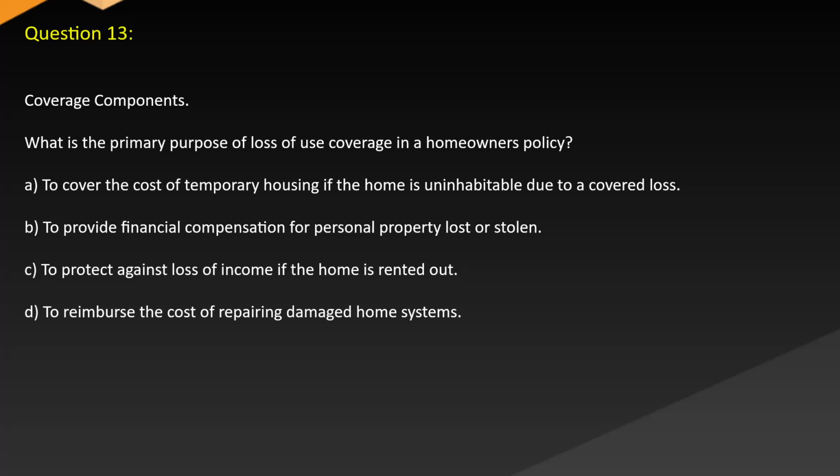Question 13. Coverage components. What is the primary purpose of loss of use coverage in a homeowner's policy? A. To cover the cost of temporary housing if the home is uninhabitable due to a covered loss. B. To provide financial compensation for personal property lost or stolen. C. To protect against loss of income if the home is rented out. D. To reimburse the cost of repairing damaged home systems.